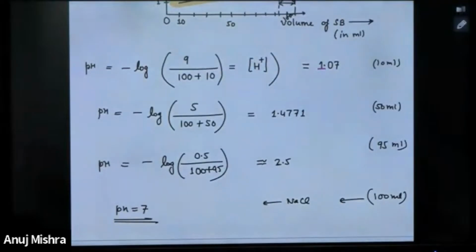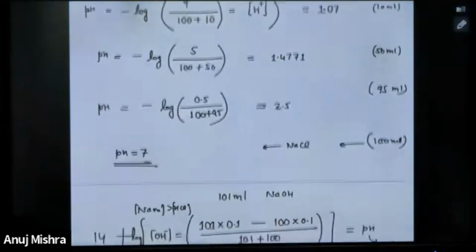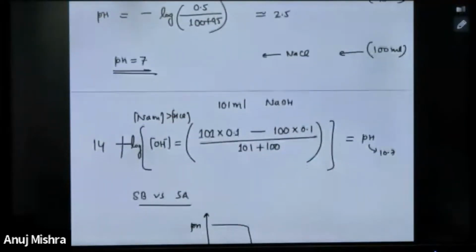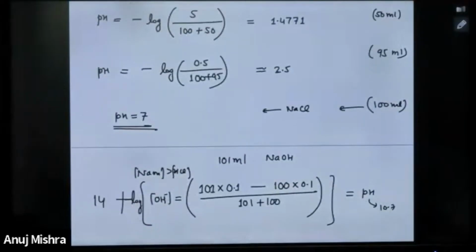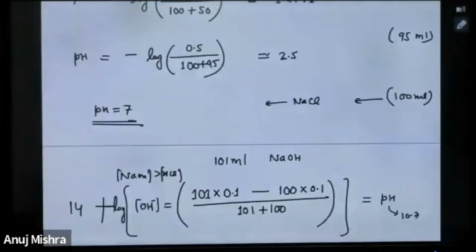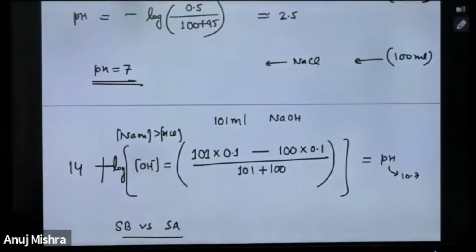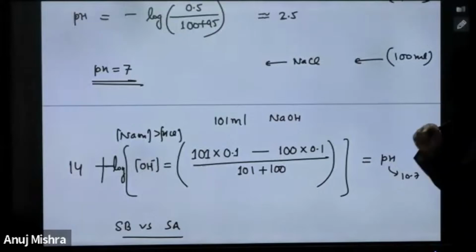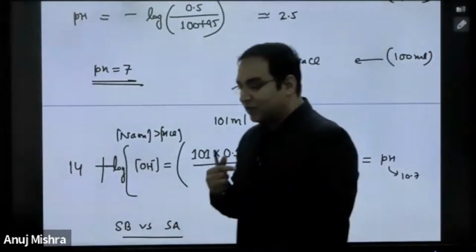You have already written it down. Okay? Is that okay? And then at 101, when you solve, it is 10.7. Any difficulty in this? Any issues in this? Write on the heading, titration of strong base versus strong acid. That means you have to take strong base as a given thing and you are solving for strong acid.